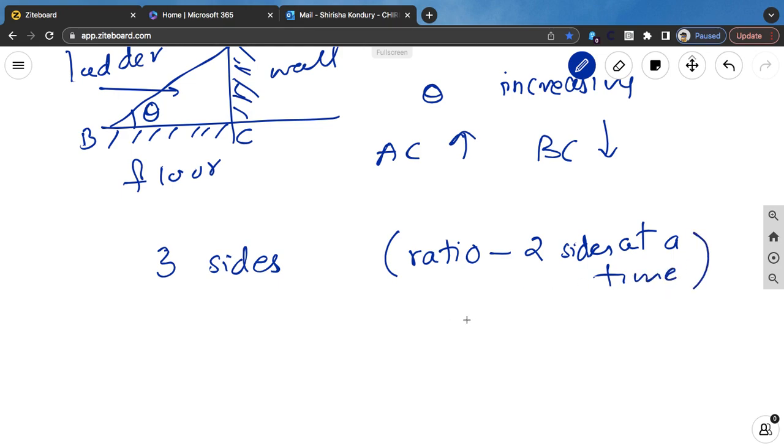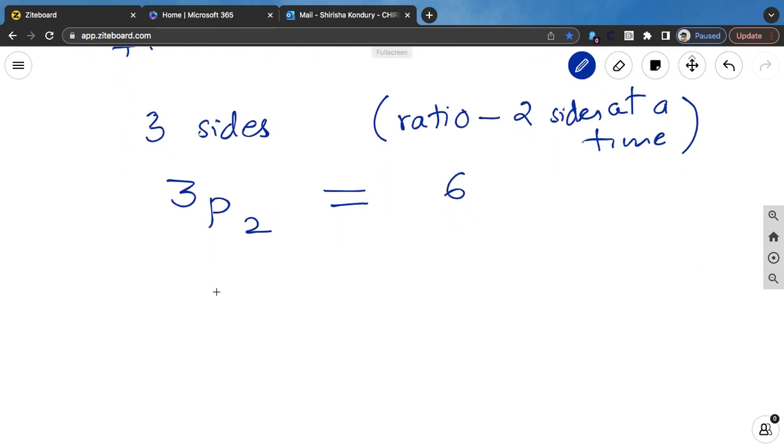And I'm arranging them because I have something in the numerator and something in the denominator. So from 3 sides, if I'm trying to arrange 2 sides, then the number of permutations that I get are 6. So that means I have 6 ratios. And how are these ratios defined?